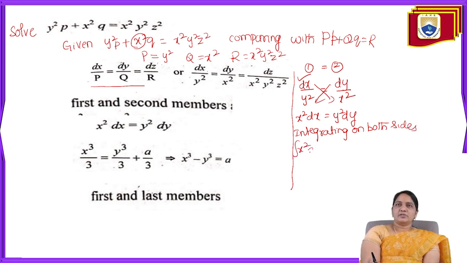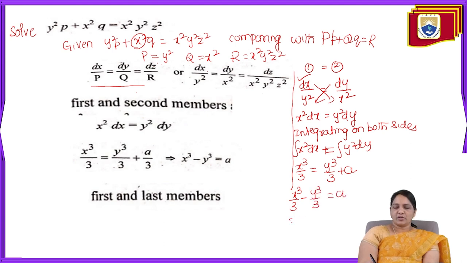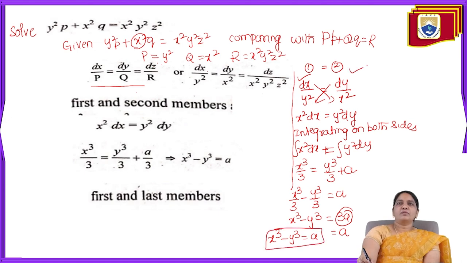Now integral x square dx equal to integral y square dy. So integral x square is x cube by 3 equal to integral y square is y cube by 3 plus some constant. So here I can write this as x cube by 3 minus y cube by 3 equal to some constant. So finally this is x cube minus y cube equal to 3a. Both are constants, so we can write this as a. So finally this is x cube minus y cube equal to a. This is my first solution when I am selecting the first member and second member. So finally this is the first solution, u is x cube minus y cube, that is equal to some constant. This is the first solution. Next I am going to find the second solution.